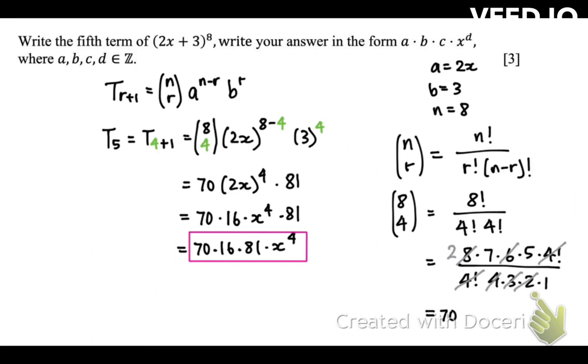Now, how would an examiner mark this question? They'll likely assign you a method mark for recognizing that we need to use a general term formula and for figuring out the value of r correctly. Then a final A1 for your answer.